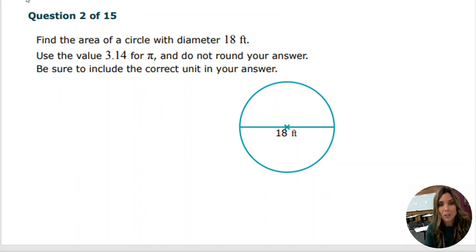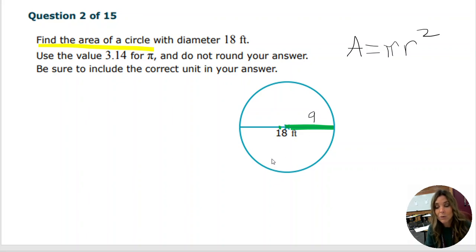Okay, so question number 2 says find the area of the circle with a diameter of 18. First thing I want to remind you of is that to find the area of a circle, we take the formula pi times radius squared. So when we're finding the area of a circle, we need the radius. What you've been given here is the diameter. So radius is half of the diameter. If it's 18 from one side of the circle through the center to the other, it's 9 from the center of the circle to the outside. That's what radius is.